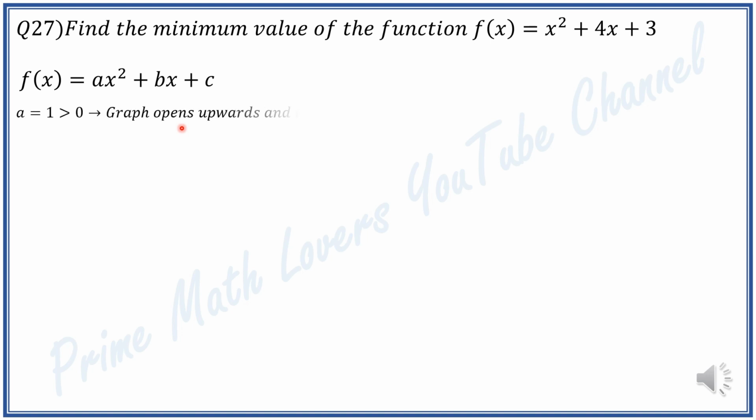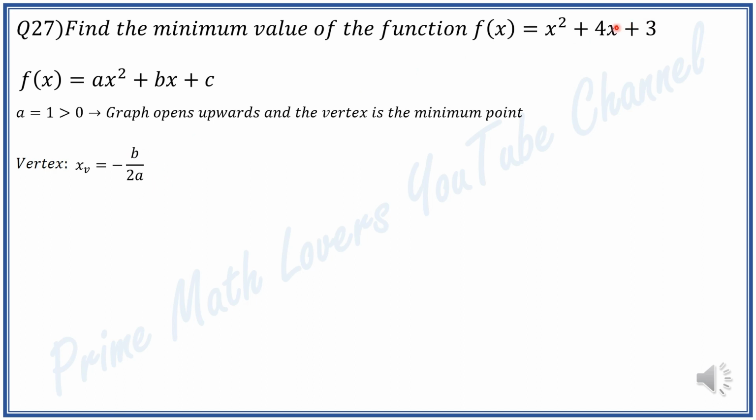Since in our function, a is equal to positive 1, which is a positive number, the graph of this function opens upward and the vertex is the minimum point. Therefore, the simplest way to find the minimum of this function is by determining its vertex. The vertex can be found using the formula x of vertex is equal to negative b over 2a.